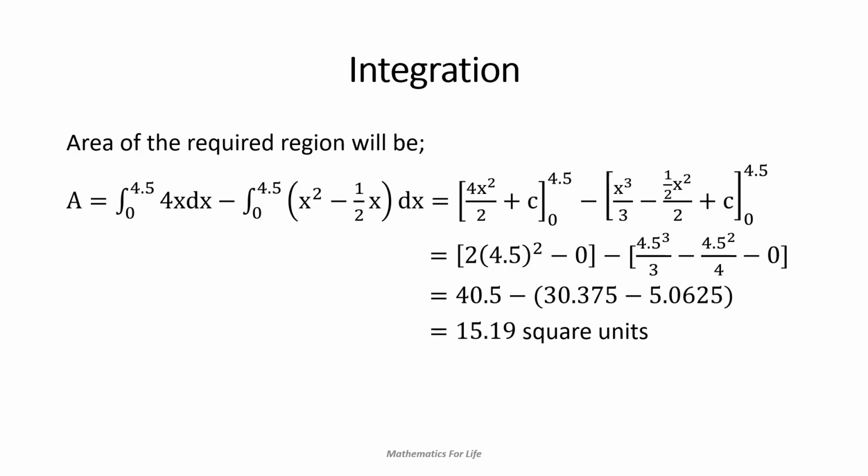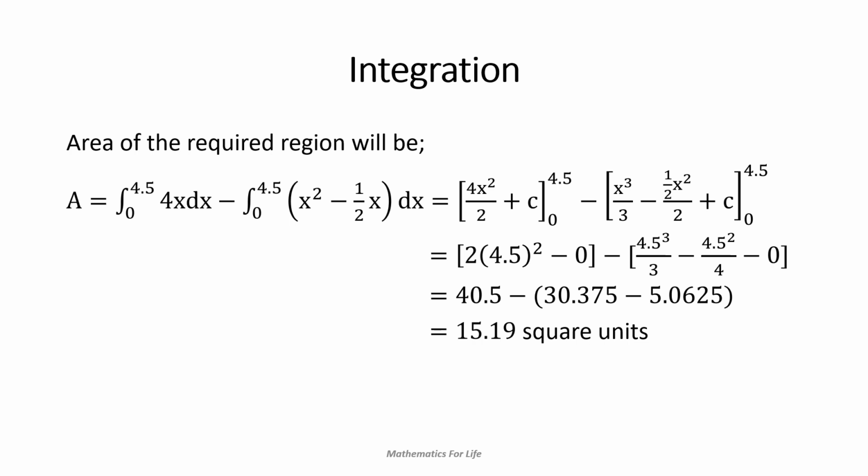The area of the required region will be given by area equals the integral from 0 to 4.5 of 4x dx, and then we subtract the integral from 0 to 4.5 of x squared minus a half x dx. So working out the first one, you're going to have 4x squared over 2 plus the arbitrary constant c, and then evaluated from 0 to 4.5, which shall give us 40.5 square units.